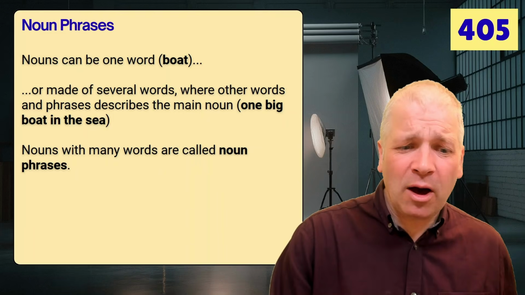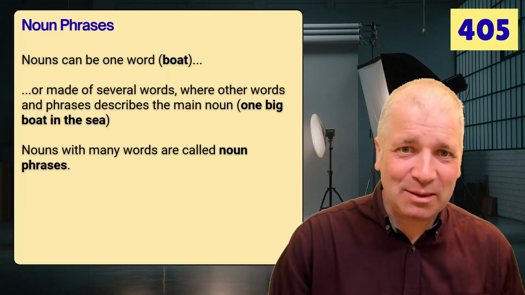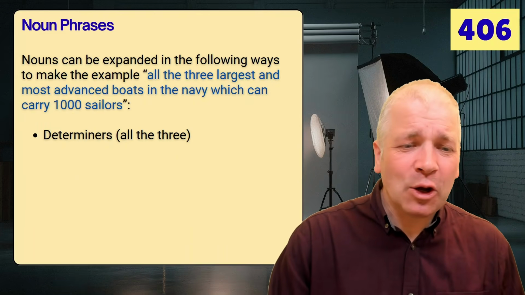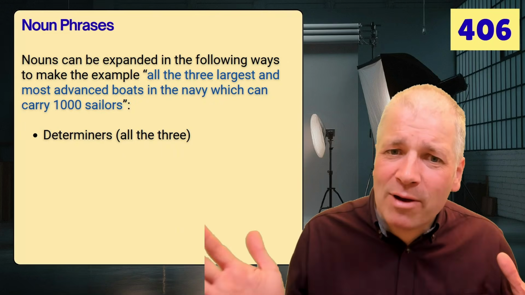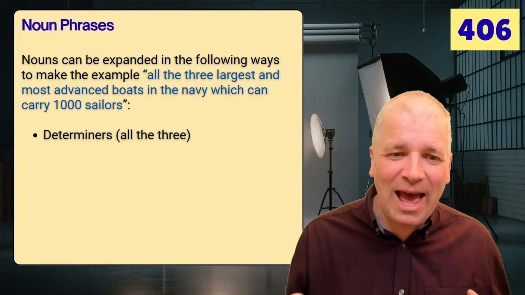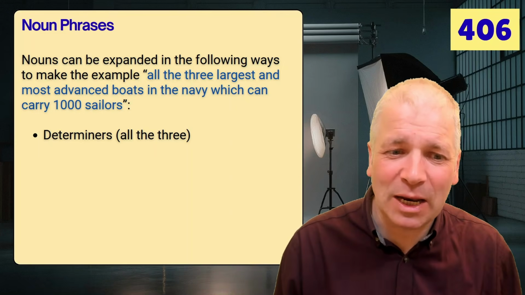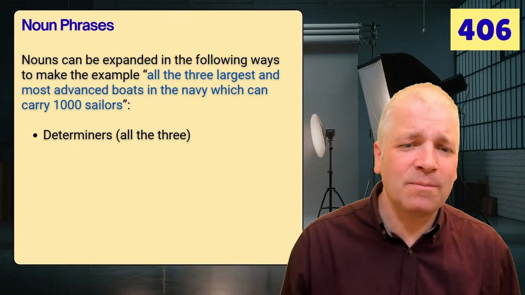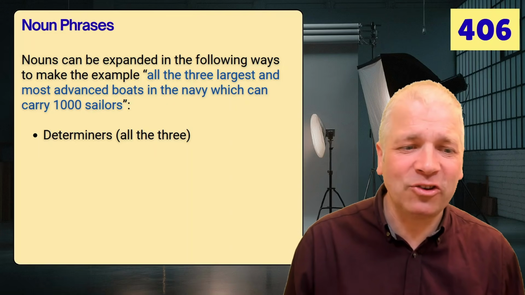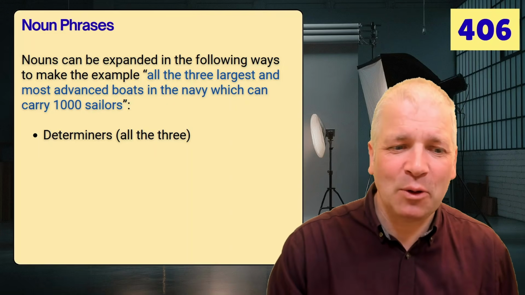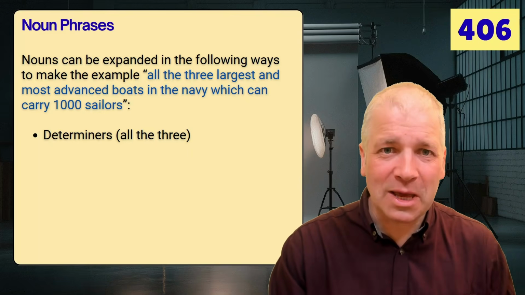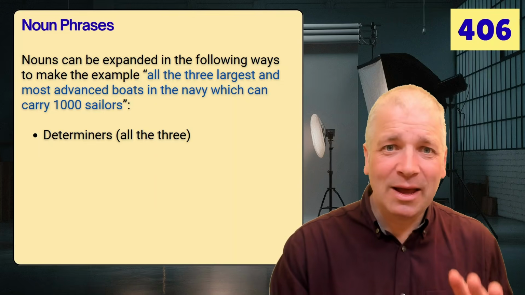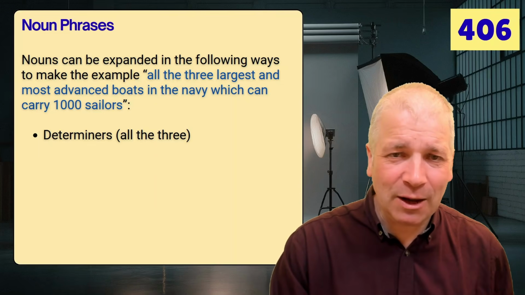Nouns with many words are called noun phrases. So let's look at noun phrases in more detail. Let's use this very long noun phrase to explain how noun phrases can be developed. All the three largest and most advanced boats in the Navy, which can carry 1,000 soldiers. Well, first of all, it's made up of determiners. All the three. So several determiners, and the determiners all go at the beginning of the noun phrase.